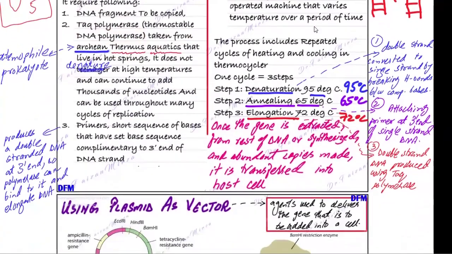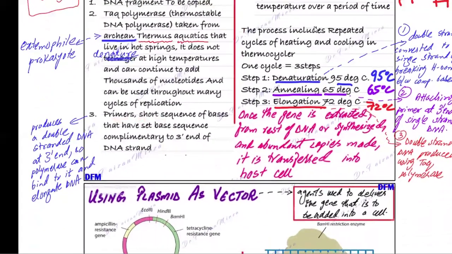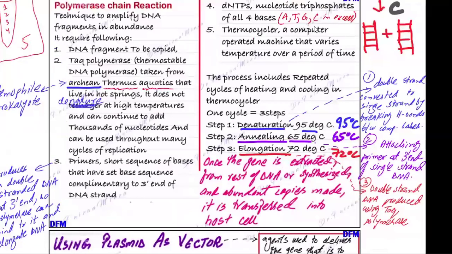So after that, we have to add primers. We already have discussed what primers are. These are short stretches of bases that attach to the 3' end of the DNA. They produce a double-stranded end, so the DNA polymerase can then attach and bind to the DNA and then elongate the DNA. Then what's the fourth thing we have to add?